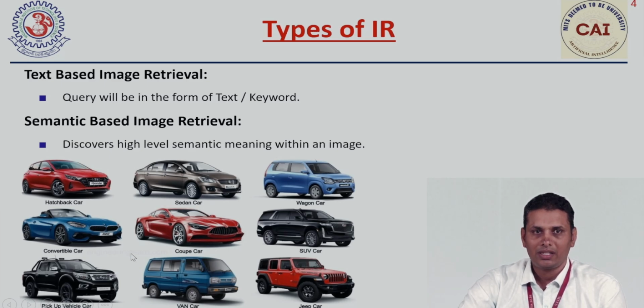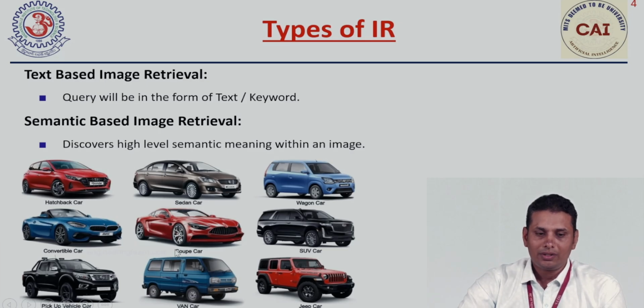The best example for semantic based image retrieval is booking an Ola cab or any other cab. There I will expect to get a car for two members. For two members, a simple car is enough, either a sedan car or a Wagon R or hatchback. Whenever four, five or six members are going, a hatchback or sedan is not sufficient, then I need to go for a van type of car.